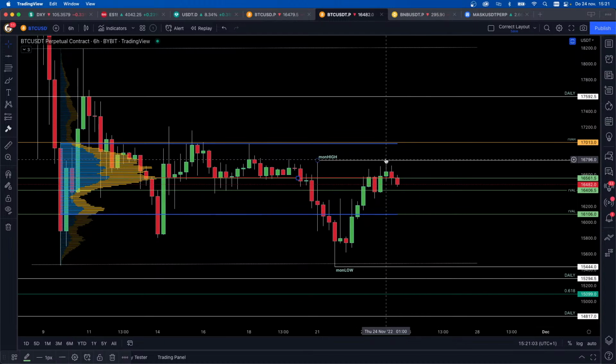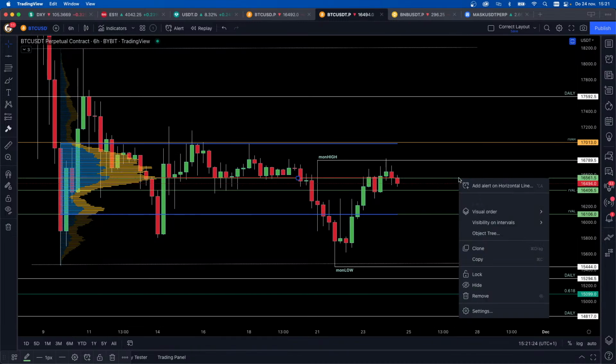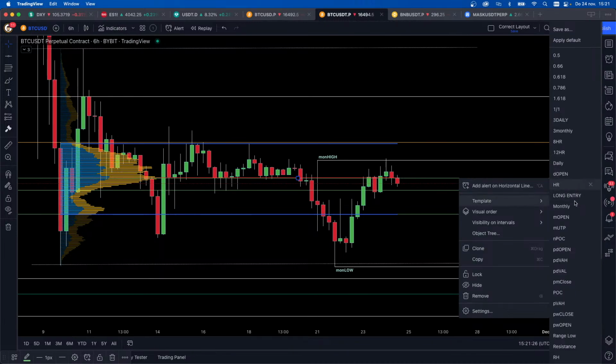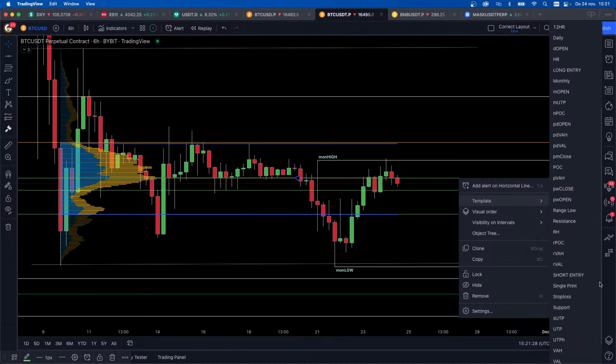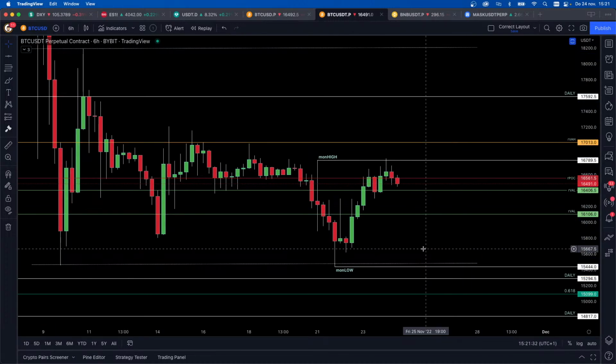So I was short here yesterday. I've re-entered my short today, which is already printing some money. So we have our volume profile. This is the range, point of control. I always have my templates over here. Point of control. That's it for the range.